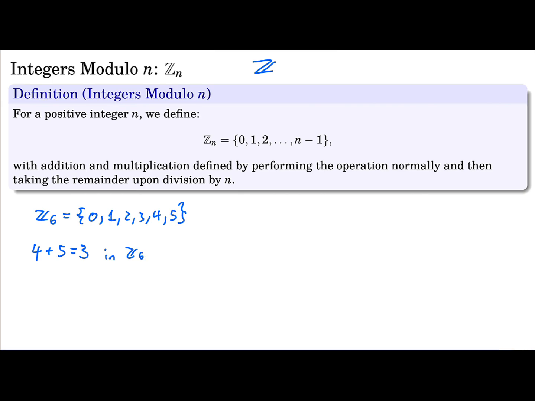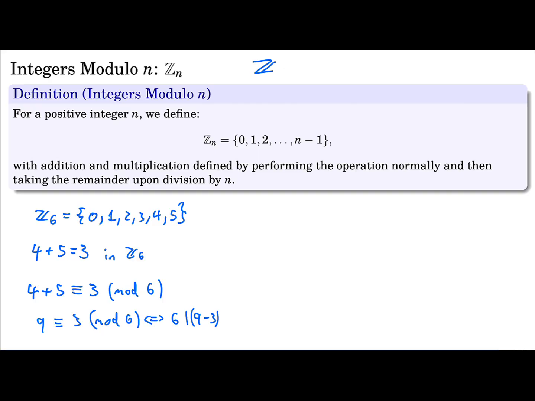Also, as we saw before in terms of congruences, 4 plus 5 will essentially be congruent to 3 mod 6, right? Because 4 plus 5 is equal to 9, so we're saying that 9 is congruent to 3 mod 6. And if we go back to the definition of congruence, 9 minus 3 is equal to 6, and so this happens if and only if 6 divides 9 minus 3, which it does because 9 minus 3 is equal to 6.